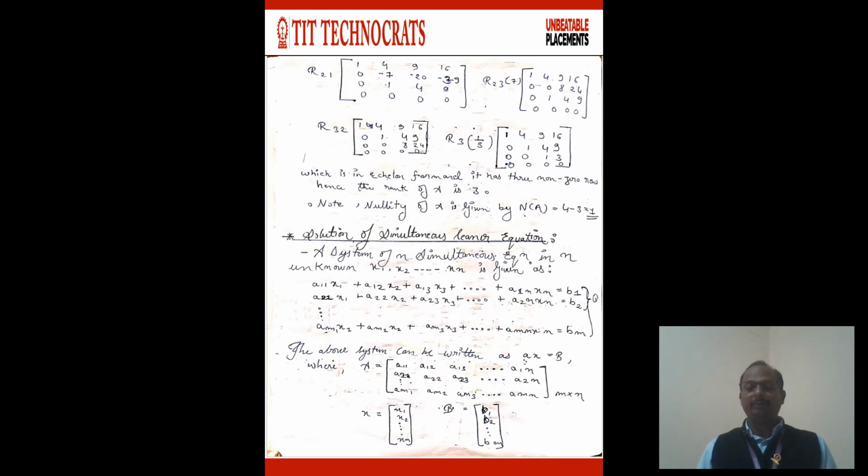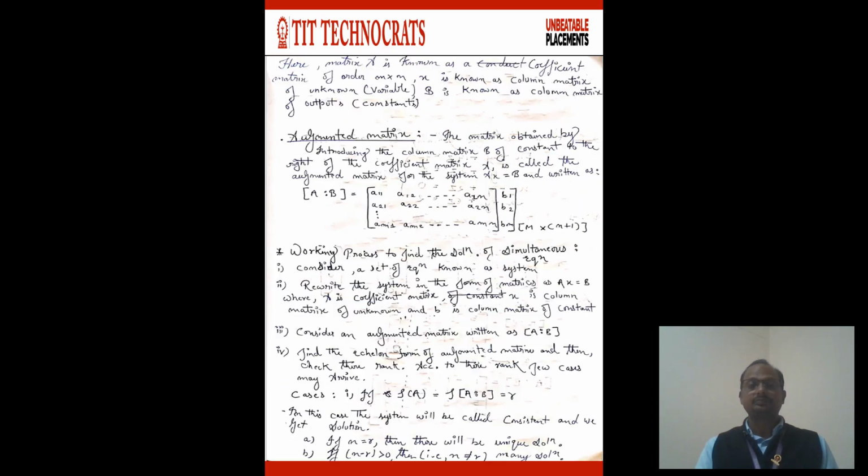And the third is column matrix B, which is for the constant part, that is usually numbers. So there is again the theory part which I explained to you, how we can create the matrix.